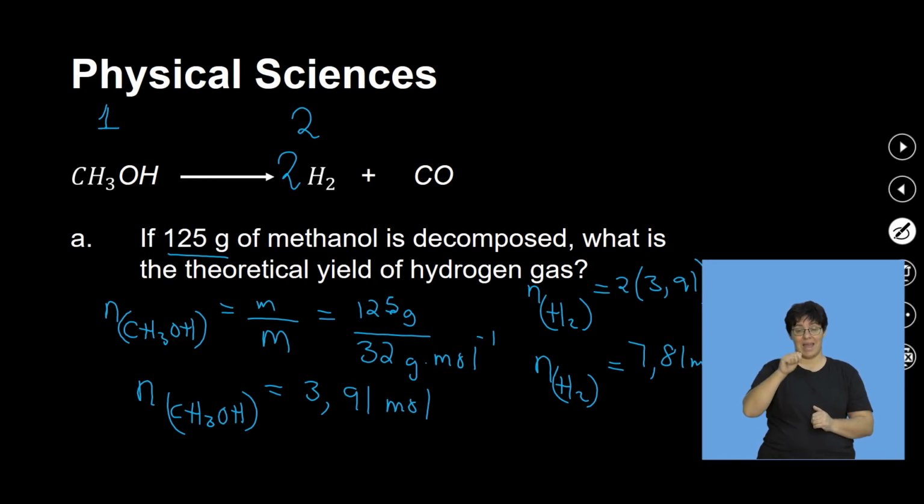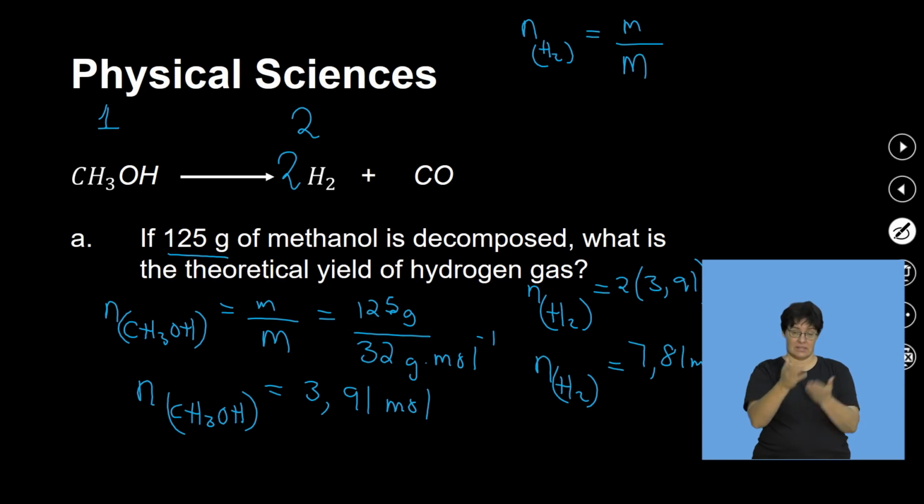But the question asked us to determine the theoretical yield. It should actually be the mass in grams, so we need to change those moles back to mass. We know that the number of moles of hydrogen gas is equal to the mass of hydrogen over the molar mass of hydrogen. Now we have the number of moles of hydrogen that will be formed from the 125 gram sample. So 7,81 is equal to the mass over the molar mass of hydrogen, which is 2. The molar mass comes from that formula.